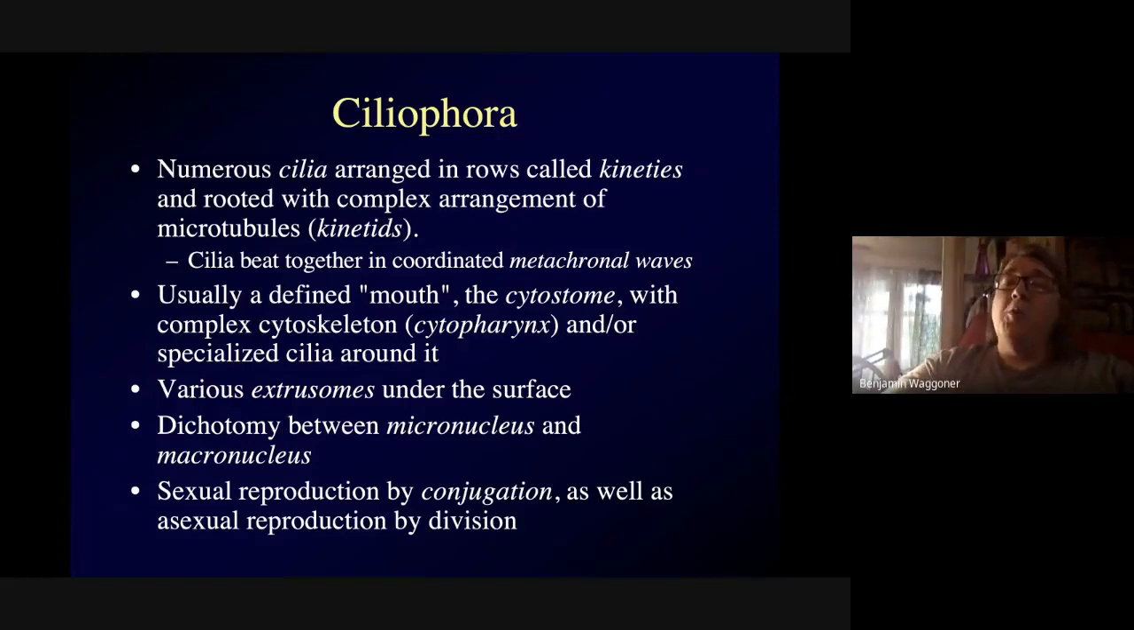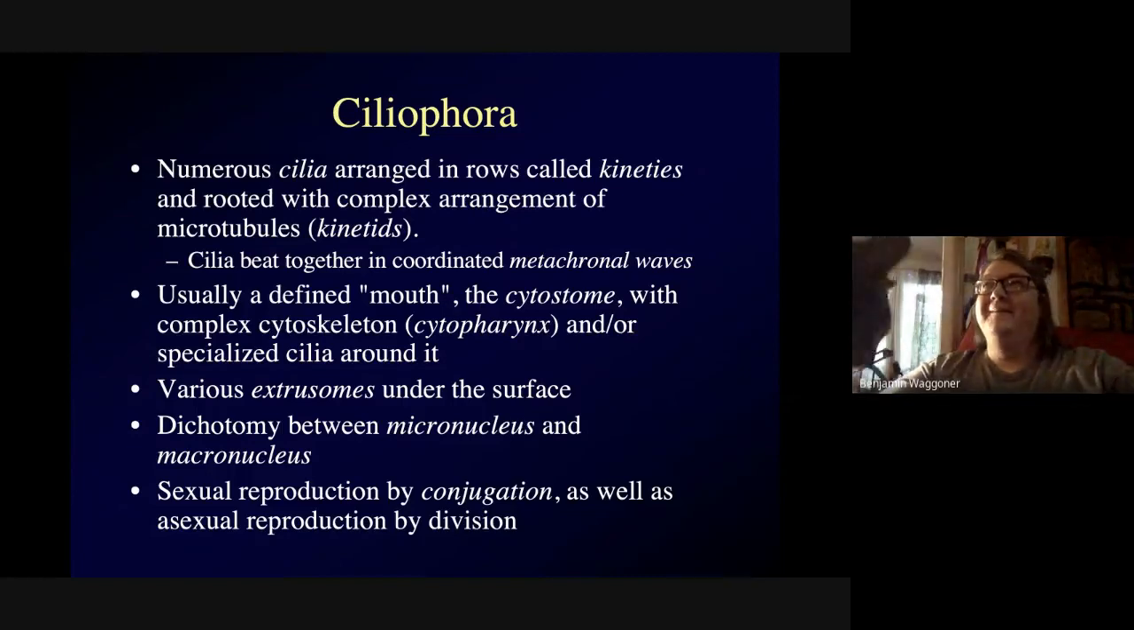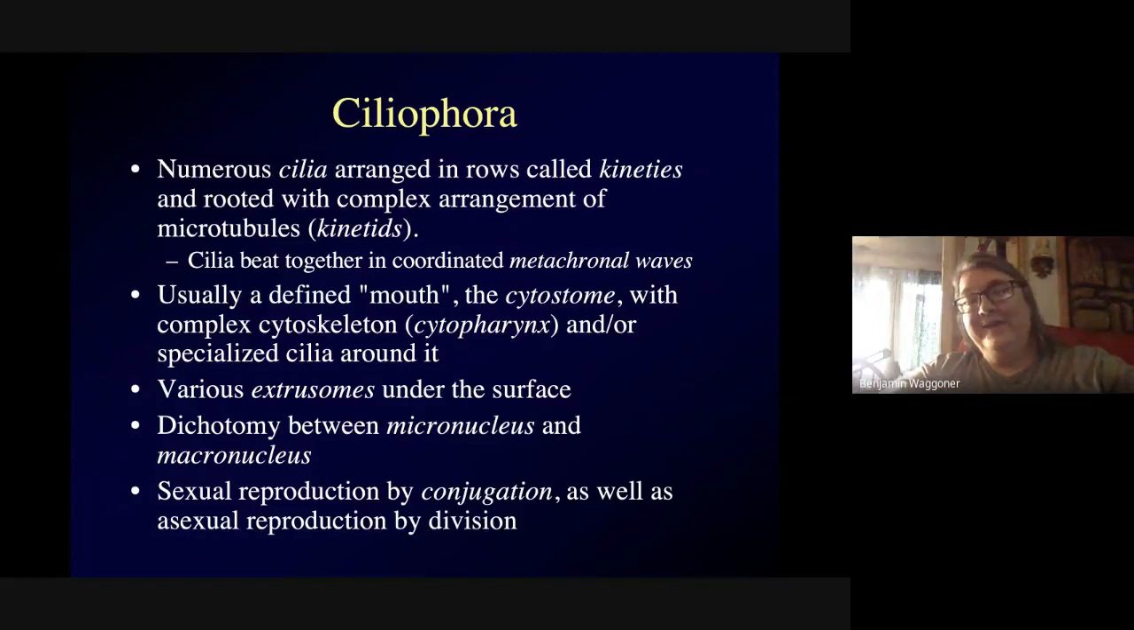There's almost always a defined cell mouth called a cytostome, one particular spot where food particles are taken in. It's not on the slide, but I'll mention that there's also often a spot on the cell where vacuoles that contain waste are expelled. So there's a cytoproct in addition to the cytostome, a cell mouth and a cell anus.